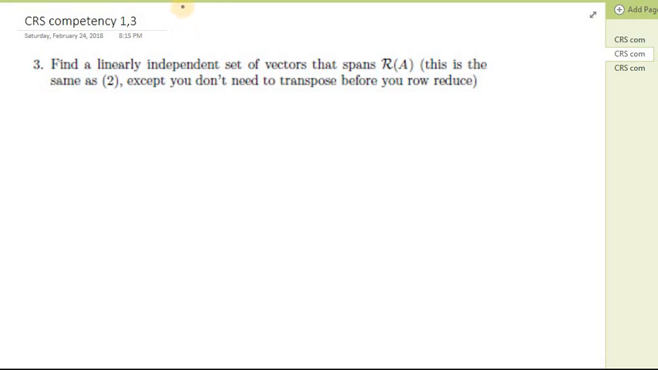Okay, so let's look at CRS competency 1 and 3. What it says here is find a linearly independent set of vectors that spans R of A. This is actually the same as competency 2, except you don't need to transpose before you row reduce. So what am I talking about?